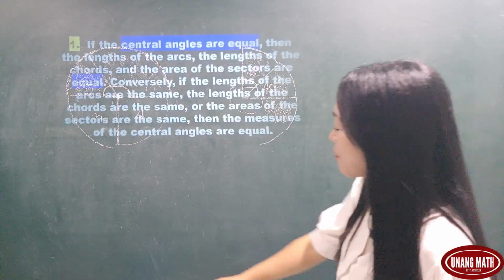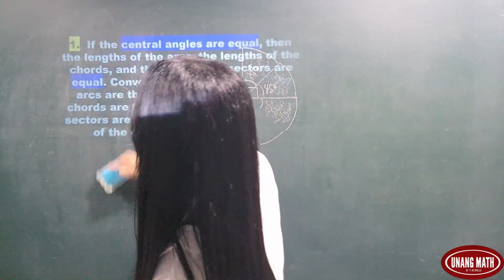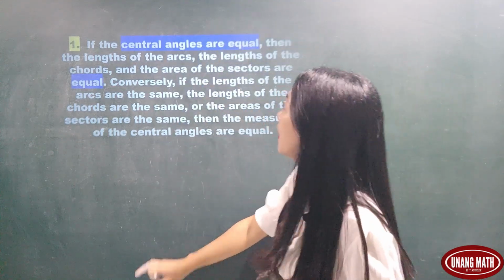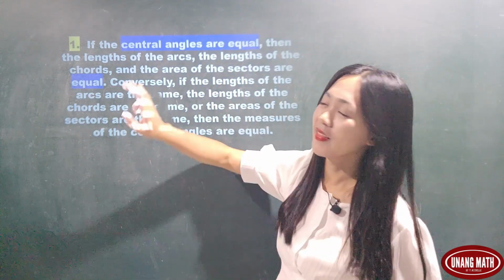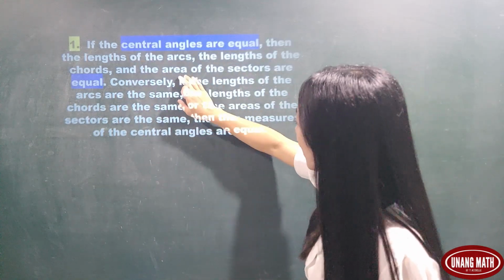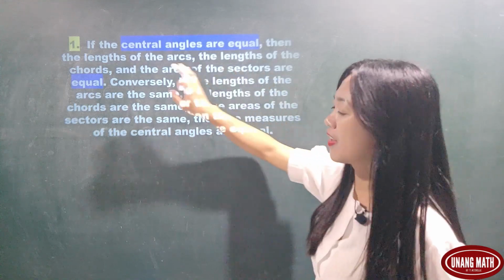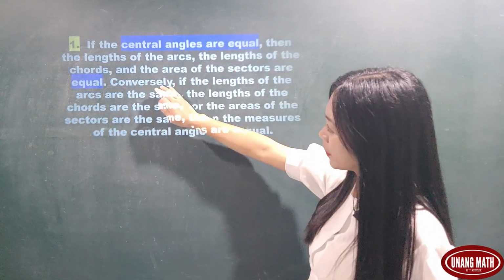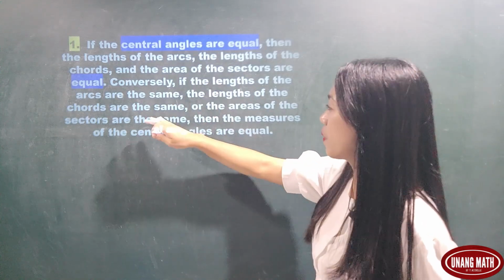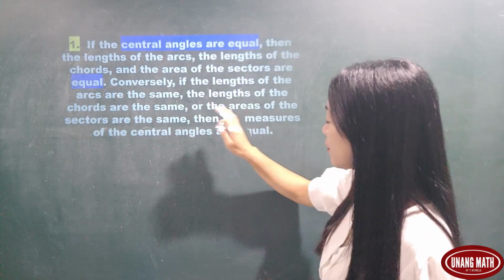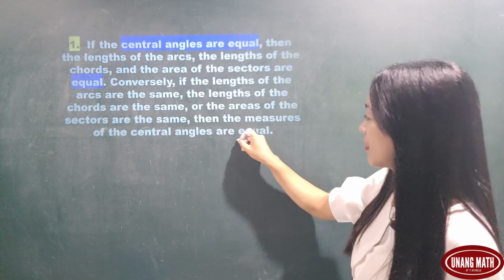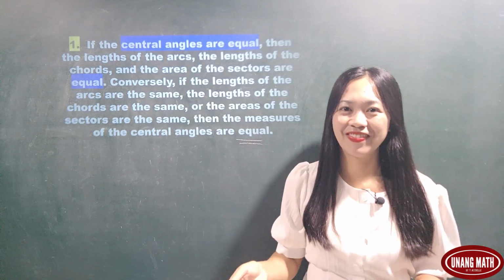In summary, for the first property of a sector, if the central angles are equal, then the length of the arcs, the length of the chords, and the area of the sectors are equal. Conversely, if the length of the arcs are the same, or the length of the chords are the same, or the areas of the sectors are the same, then the measures of the central angles are equal.